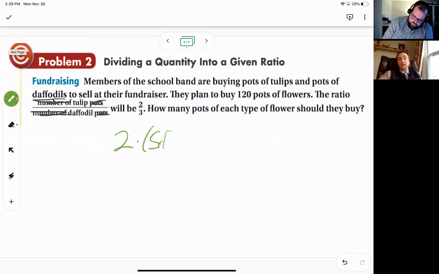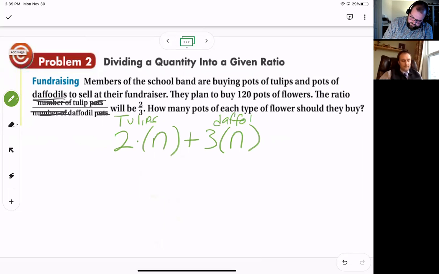You could just use n. That's what they used in the previous stuff. That is true. So 2 times that scale factor n plus 3 times that scale factor n. And I'm going to go one step further and say that this is going to be tulips and daffodils. And when I add these two things up, whatever that scale factor is, I've got to get to 120.